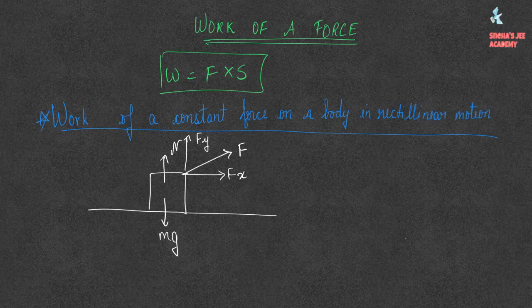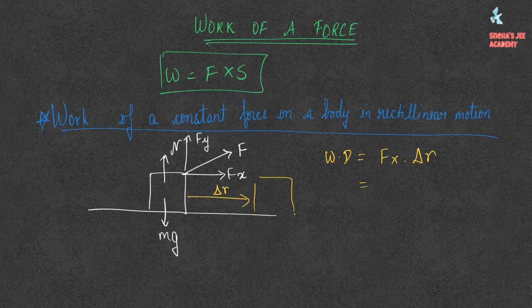So over here the vertical forces don't matter, only the horizontal force, that is Fx, matters because the block is moving in the horizontal direction. So let the block be displaced over here. The displacement is delta r. So the work done is Fx times delta r, where Fx is equal to F cos theta. So F cos theta times delta r, and the unit is Newton meter, which is also joules.